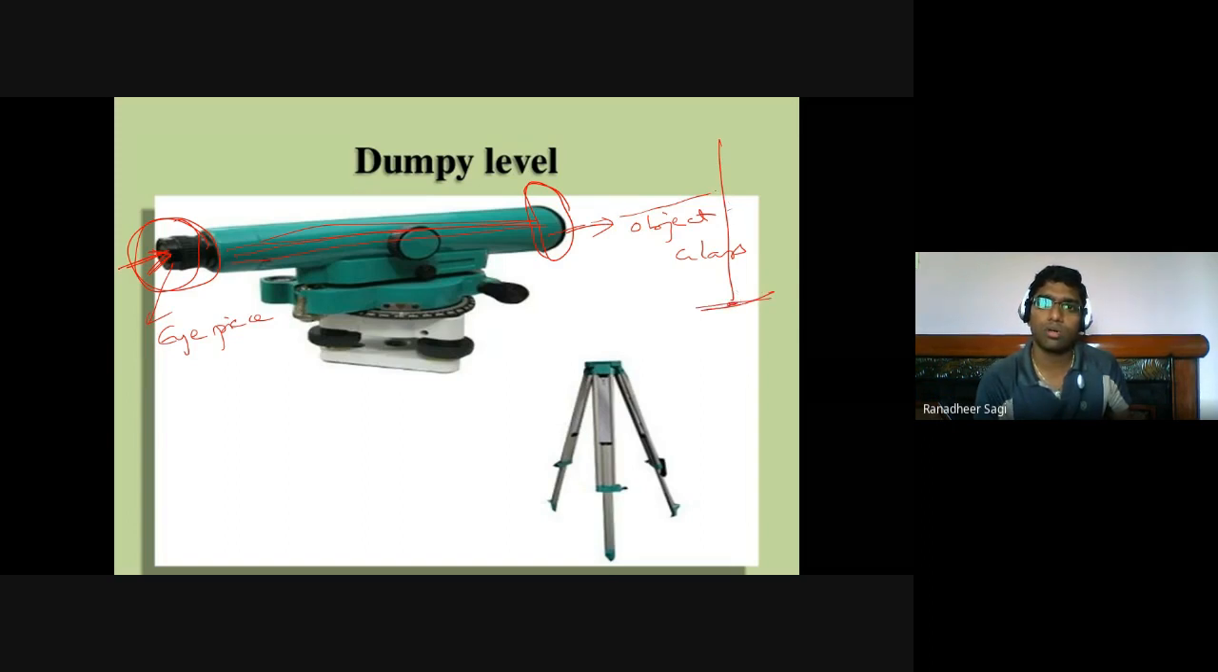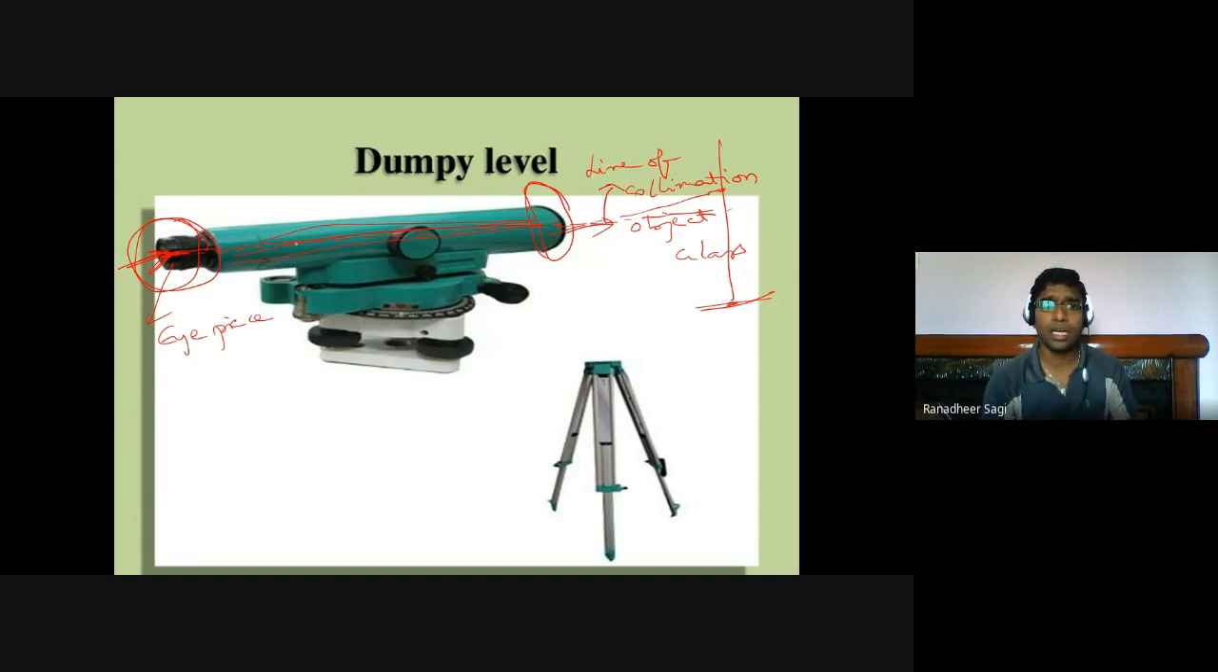Through this object glass, we will be bisecting the leveling staff which is placed at some point on the ground. While bisecting, the line joining the center of the cross-hairs which exist at your eyepiece, and passing through the center of your objective glass and continuing like this, that line is what we call your line of collimation, or otherwise we also call it line of sight.